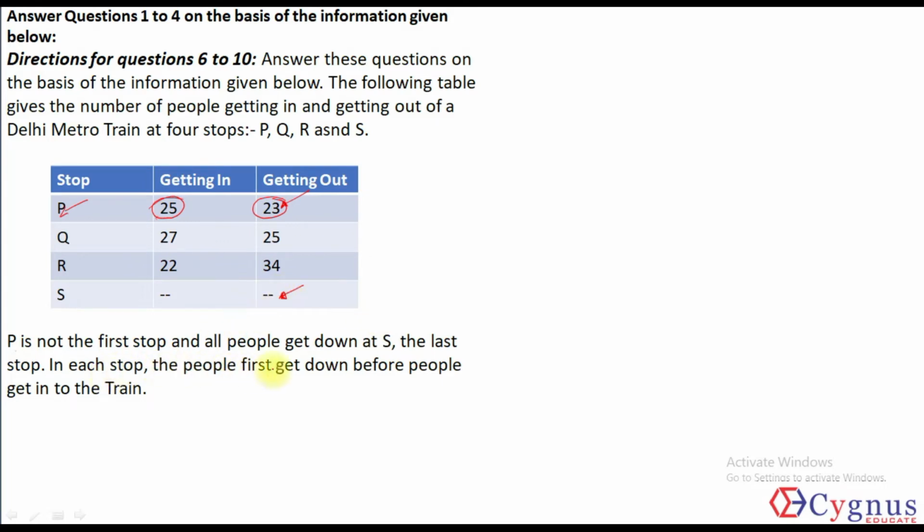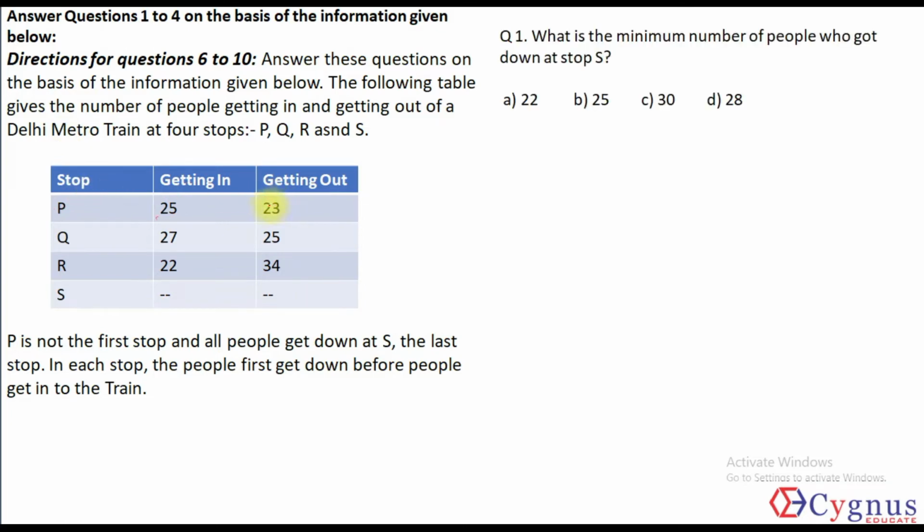At each stop, the people first get down before people get into the train. That means at stop P, 25 people will get in, and after that 23 people will get out of the station. So these 23 people must have boarded before stop P. There might be some more stops before P. How many more stops were there? I don't know. How many people must have boarded from one stop before P or two stops before P? That is not given. So let's directly jump to the questions here.